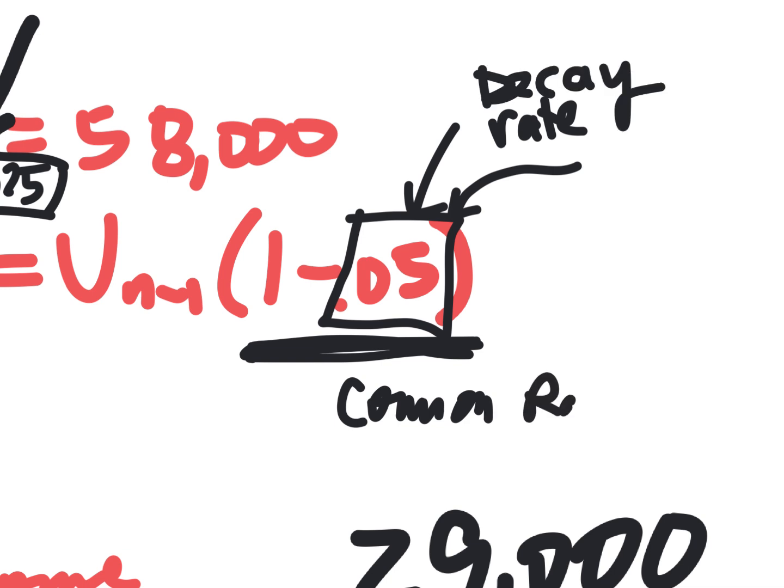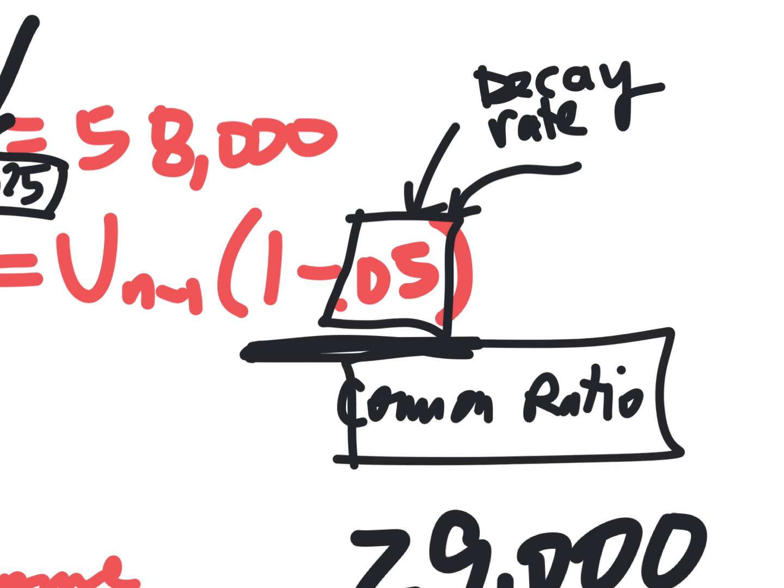Common ratio. A common difference is the kind where you were adding something each time. This is not adding something each time, right? This one is multiplying by something each time, and that's a ratio. Common ratio versus decay rate. Okay.